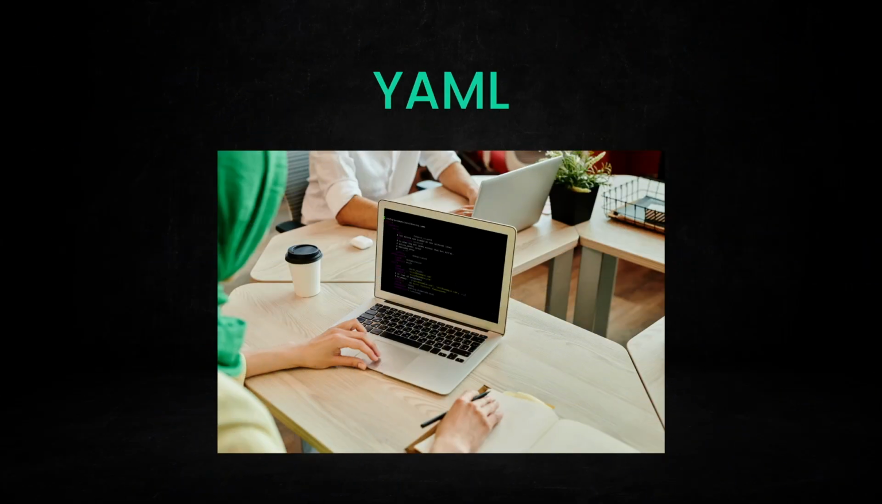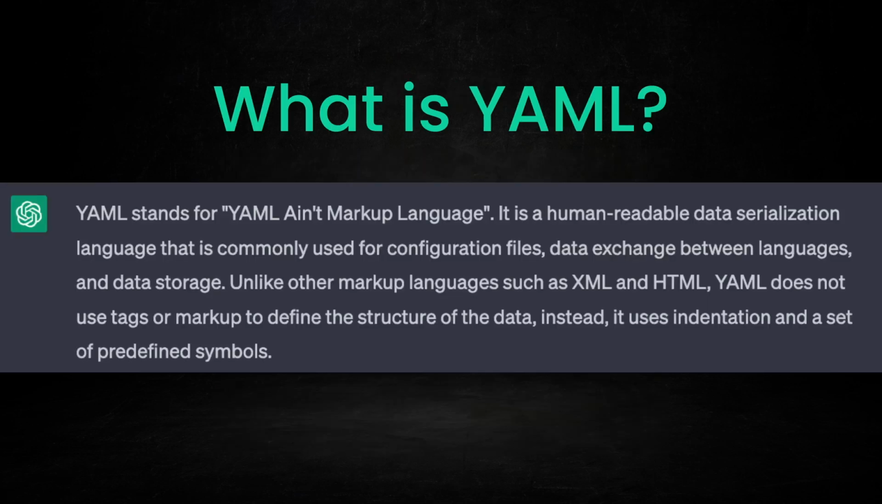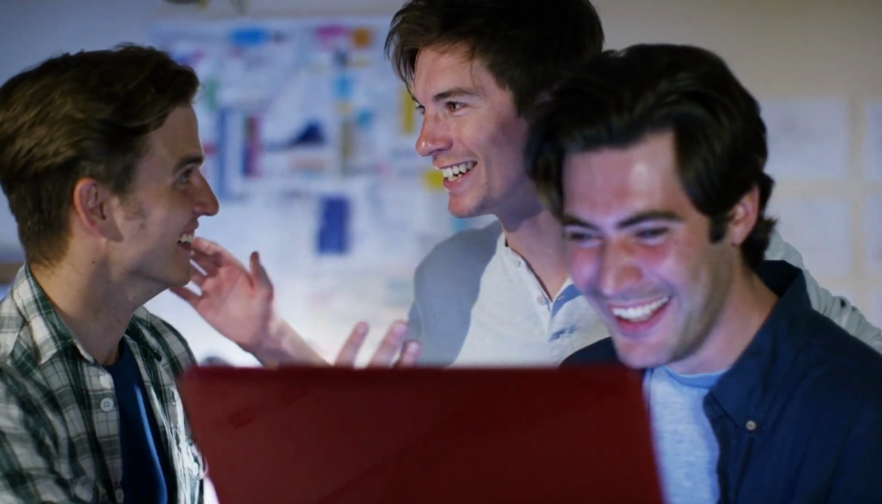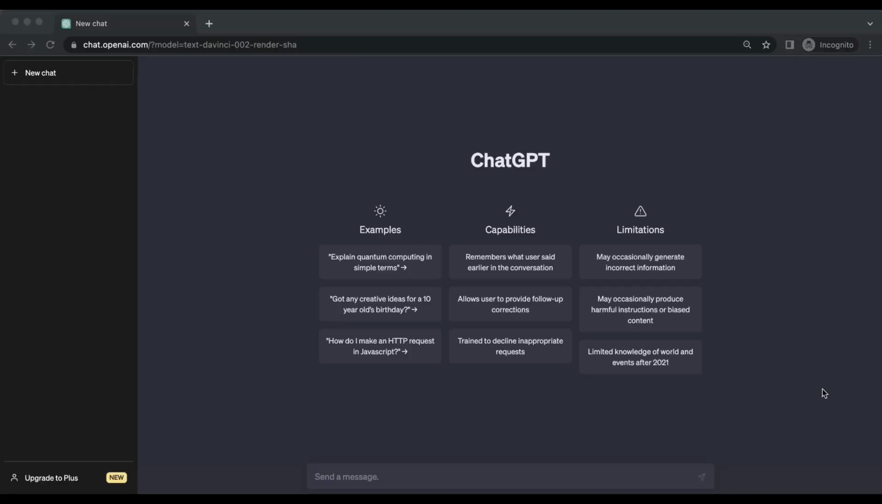YAML stands for YAML Ain't Markup Language. It is a popular format for configuring and structuring data, and it's widely used in applications and systems like Kubernetes, Ansible, and more. Writing YAML files can be tricky, though, especially when dealing with complex structures and configurations. That's where ChatGPT comes in. By leveraging the power of artificial intelligence, we can generate YAML files quickly and easily, saving you time and effort. So let's see how to supercharge your YAML skills with this AI tool.